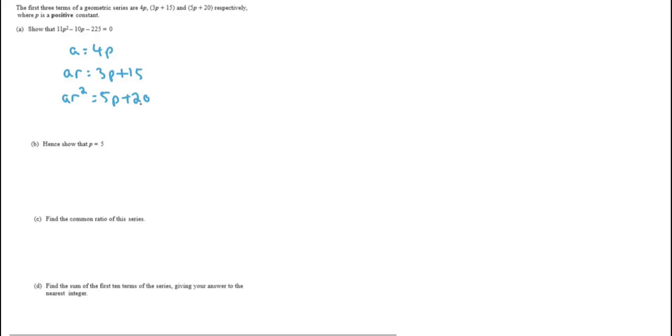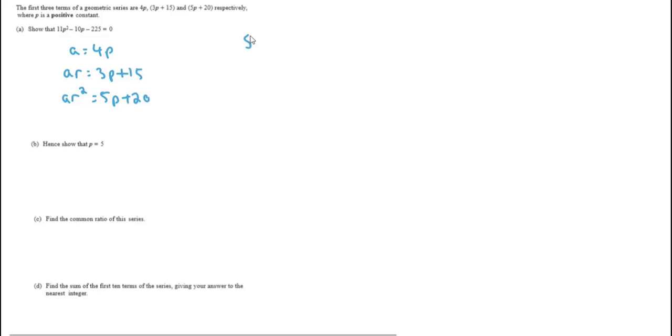Now what we can say from here is that actually, if we were to divide a term by the previous one, that should leave us with r in any case. So ar squared divided by ar is going to leave, well, the a's will cancel, and r squared divided by r leaves you with a singular r. And ar divided by a will again just leave us with r, because the a's will cancel.